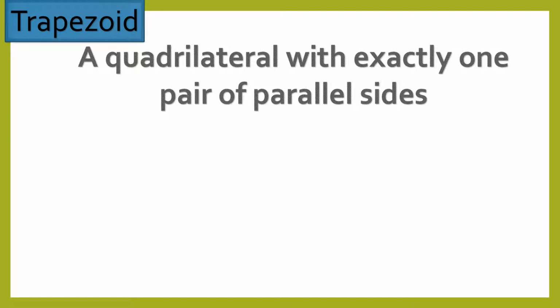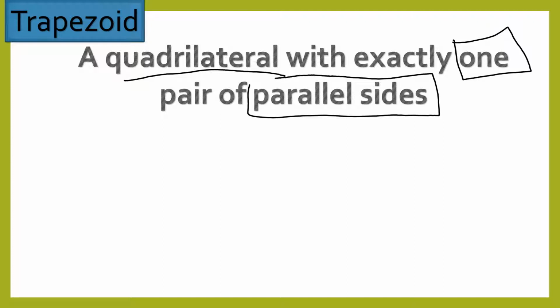A trapezoid is a quadrilateral, so that means it has 4 sides, 4 angles. But the rule for all trapezoids is that they have 1 pair of parallel sides. Take a moment to write that down. Press pause, do whatever you need to do. 1 pair of parallel sides.